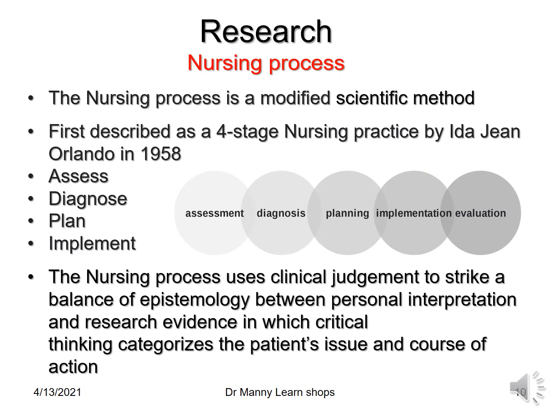Then look at the nursing process. It's really related to you as a researcher. The nursing process is essentially just a modified scientific method, and it was first described by Jean Orlando in 1958, and she described 4 stages to assess, diagnose, plan and implement, which could include evaluation. It's since expanded, since that 4-stage model, into a 7-stage model, which I'm not going to review.